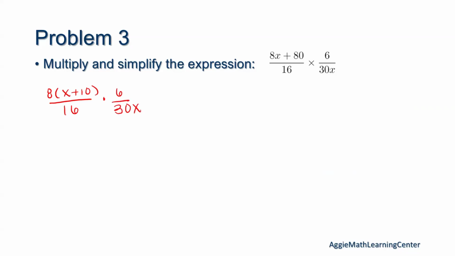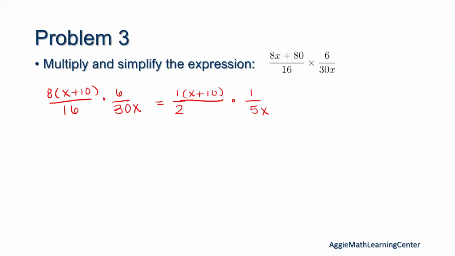Already I'm seeing that I can simplify these before we multiply across. I can simplify this 8 and this 16, and I can also simplify this 6 over 30. So this 8 over 16 simplifies down into 1/2, with x plus 10 on the top. That looks a lot nicer than before. And then this 6 over 30 simplifies down into 1/5 with an x on the bottom. Okay, that makes sense.